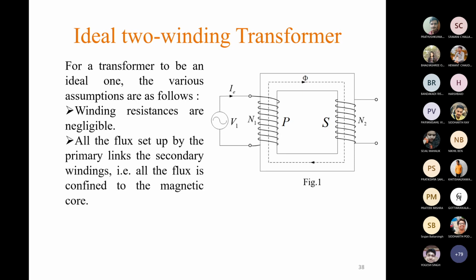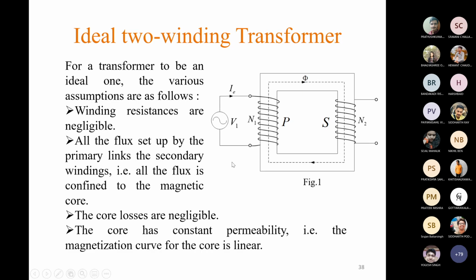The second condition is that all the flux set up by the primary links the secondary windings. That means all the flux is confined to the magnetic core, which means there is no leakage flux. No flux will leak from the core of the transformer. The third condition is that the core losses are negligible. That means we assume there is no eddy current loss and no hysteresis loss.